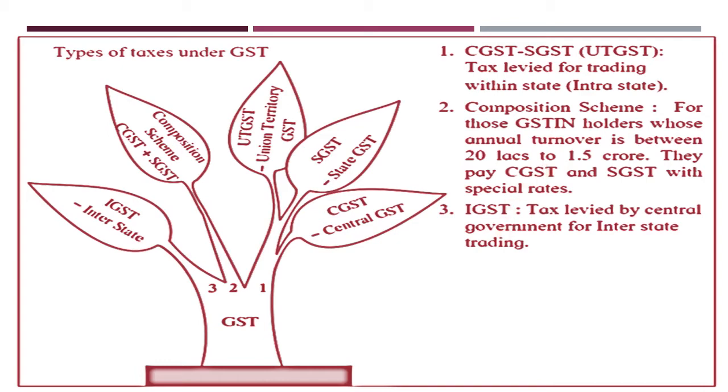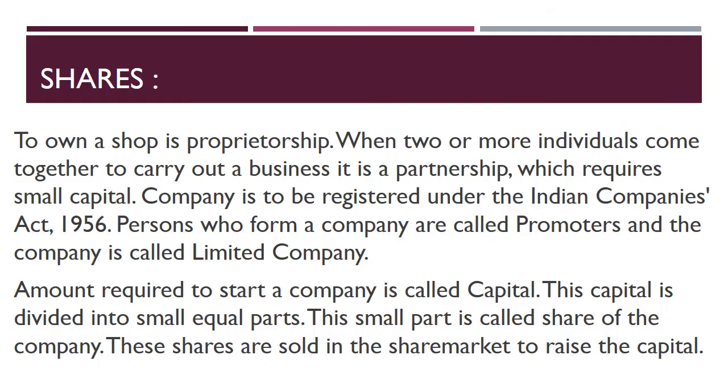Okay, and the third thing is the IGST, which I already told, tax levied by the central government. If there is interstate trading, that is, if the trade happens between two different states, between Maharashtra and Gujarat, or Maharashtra and Rajasthan, or Maharashtra and Kerala, then Interstate GST is levied, and it is levied by the central government. Okay, so these are the different types of taxes under GST.